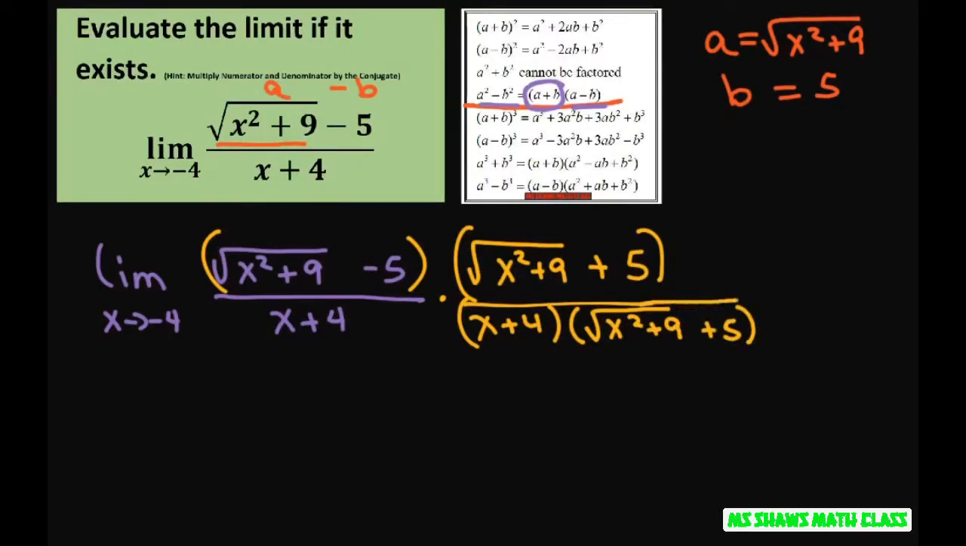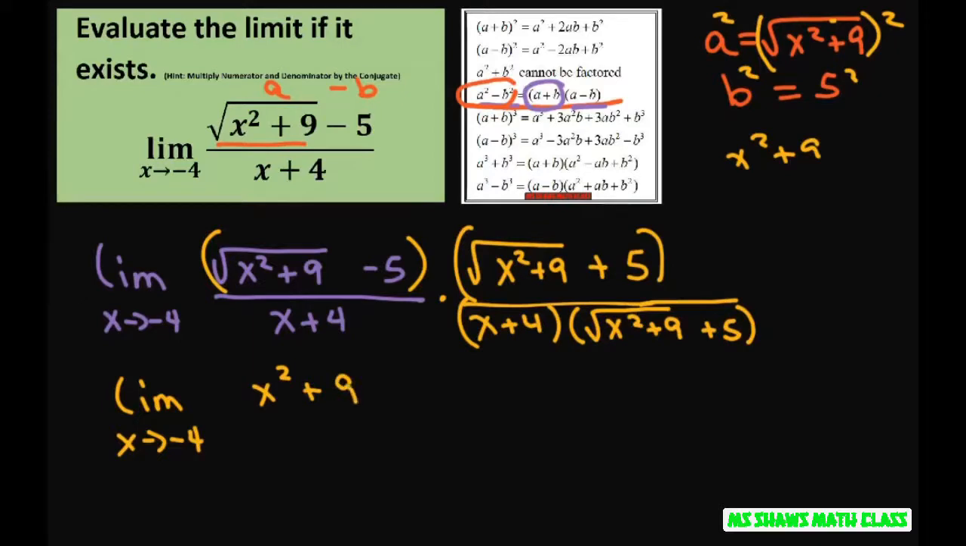All right. Now, to simplify, the numerator is pretty easy because all we have to do is get a squared minus b squared. So I want this to be square, I square this. And when you square that, you're just going to get x squared plus 9 because that just cancels out the root sign. For b squared, you just square the 5 and you're going to get 25. So what we're going to get is the limit as x approaches -4 of x squared plus 9 minus 25.